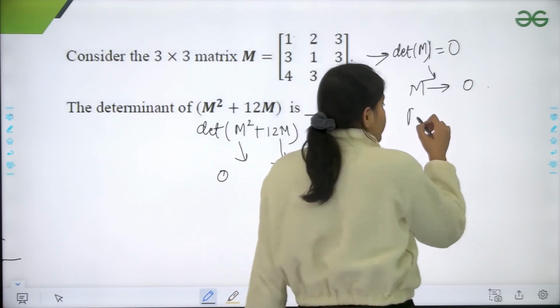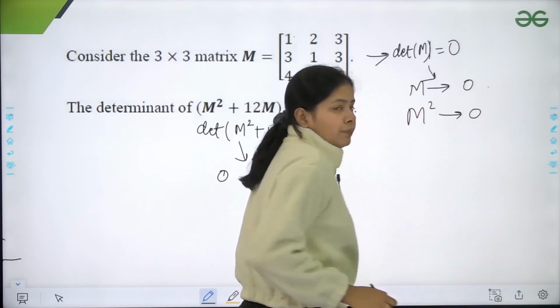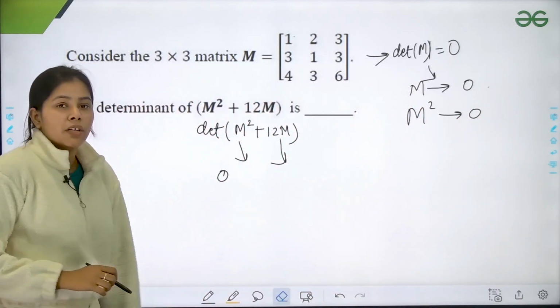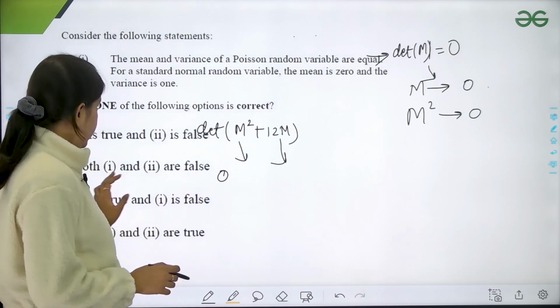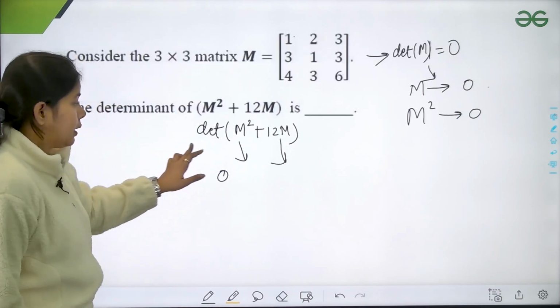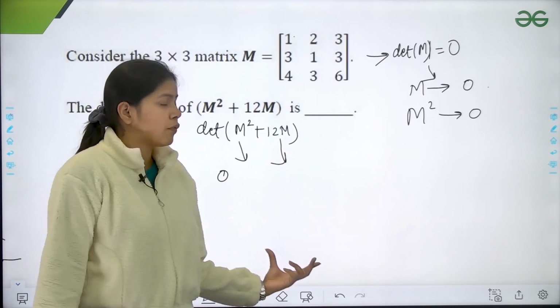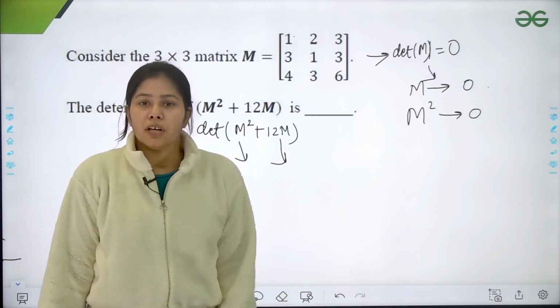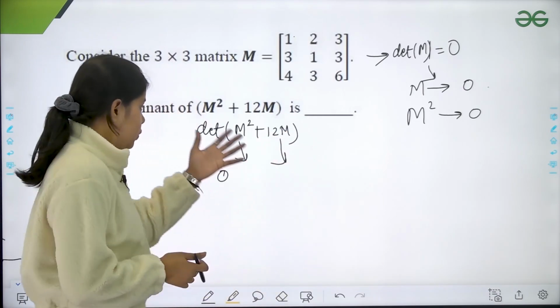So that means M square has one eigenvalue which is 0. Right? So that means the determinant of M square is 0. The determinant of M square is 0 and the determinant of M is 0. So that's why the determinant of M square plus 12M is 0. So 0 is the correct answer.